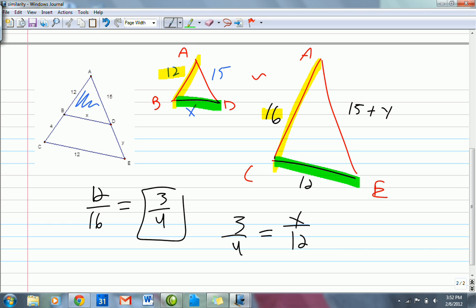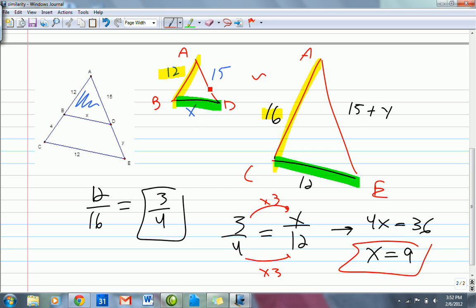I can solve it in one of two ways. I can either use the means extremes property: 4x equals 3 times 12, which is 36, which makes x equal to 9. Or note how to get from a 4 to a 12 you multiply by 3, so you can multiply the 3 by 3 as well. Either way you get 9. So that's my 9 value here. That's the length of BD.